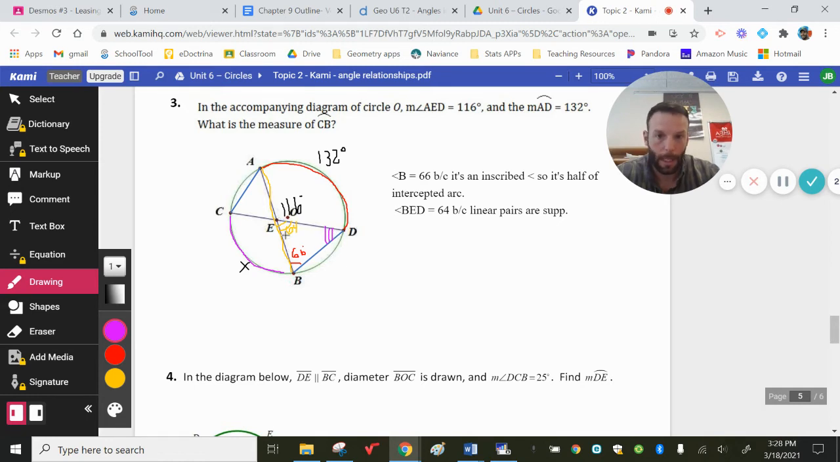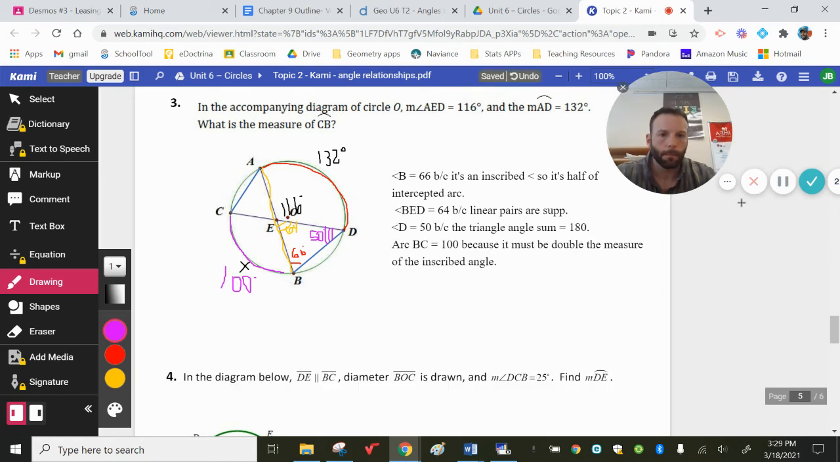But what I can do is find the measure of this angle D because there's a triangle right here, and I now know two of the three angles in the triangle. And once I know the measure of angle D, then I can use that to find the measure of this arc from C to B. That's the intercepted arc from that angle D. So now let's go ahead and do that. The measure of angle D must be 50 because the triangle angle sum is 180, and therefore the measure of the arc BC must be 100 because it's got to be double the measure of the inscribed angle.